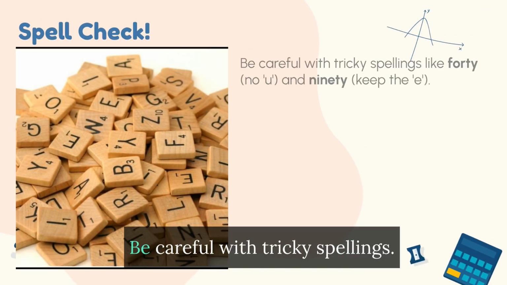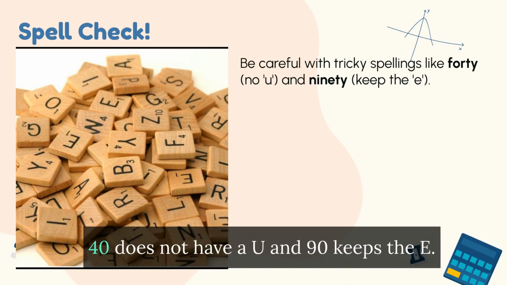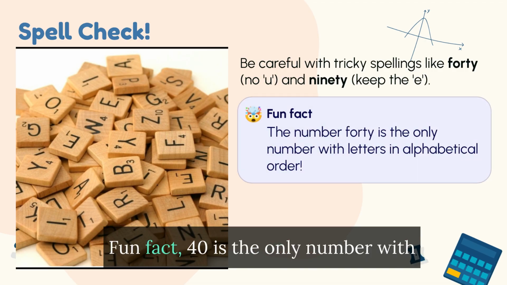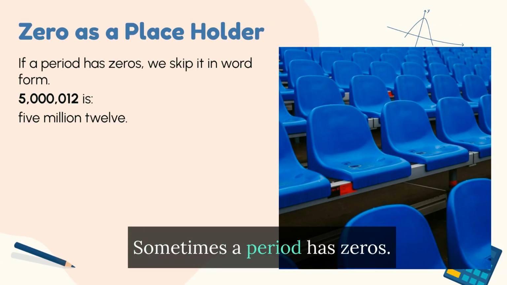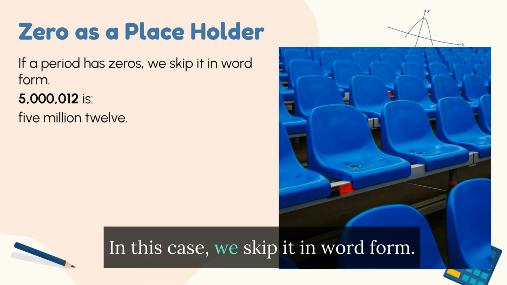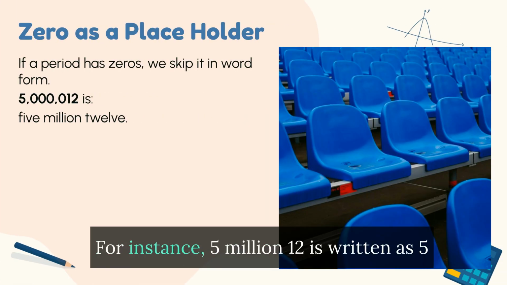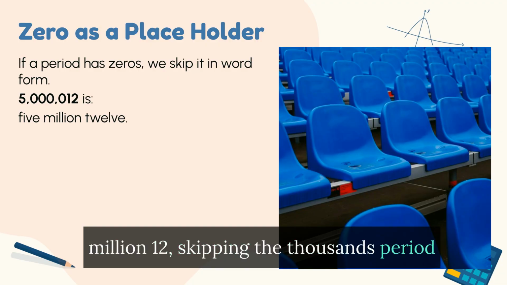Let's do a spell check. Be careful with tricky spellings. Forty does not have a U, and ninety keeps the E. Fun fact, forty is the only number with letters in alphabetical order. Sometimes a period has zeros. In this case, we skip it in word form. For instance, 5,012,000 is written as five million, twelve thousand, skipping the thousands period entirely.